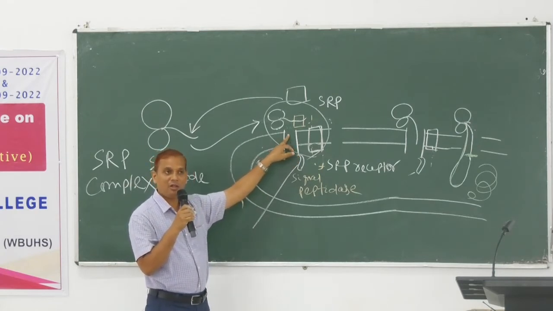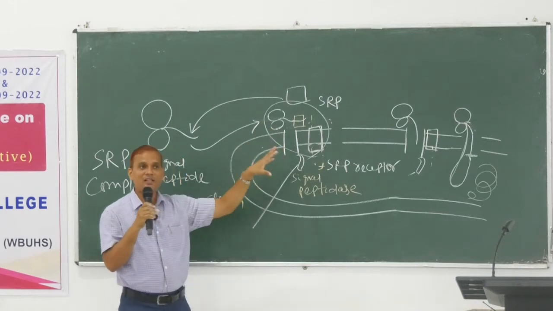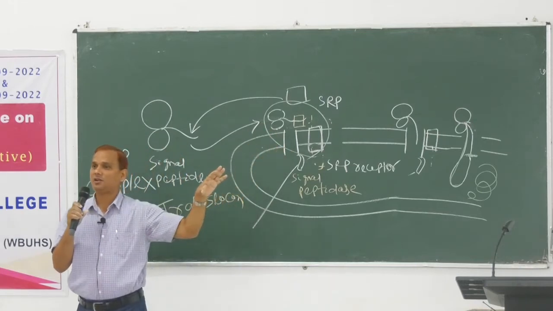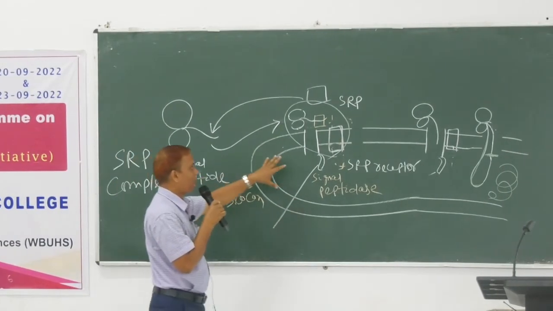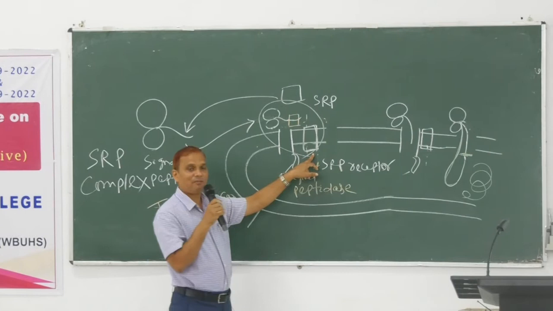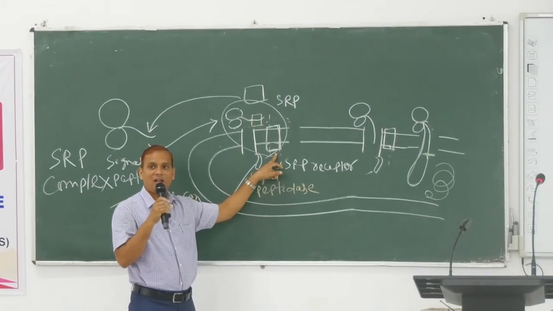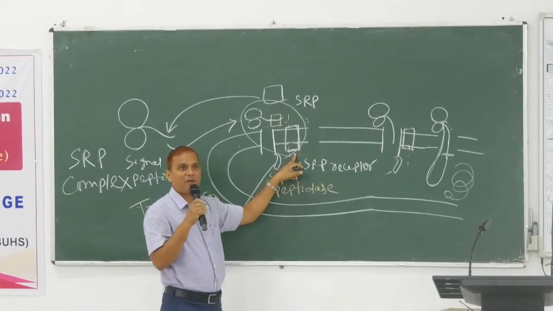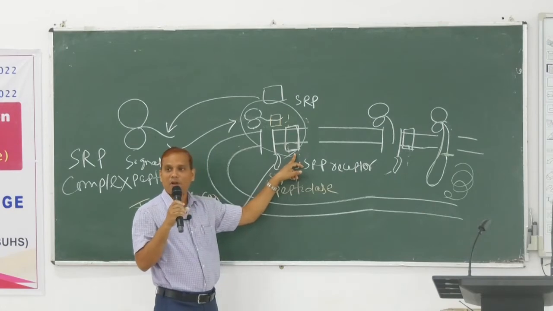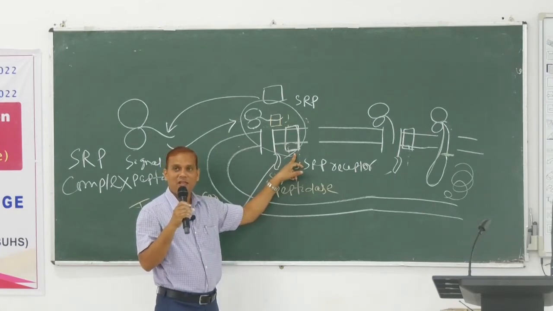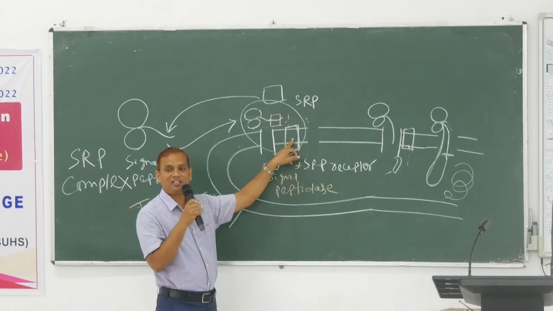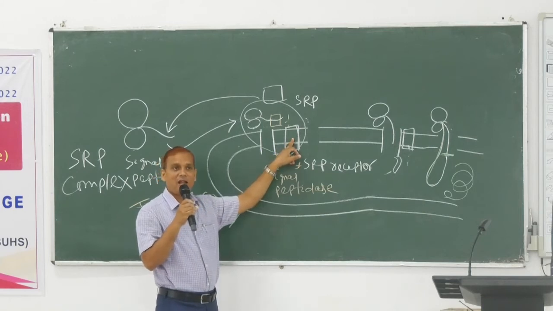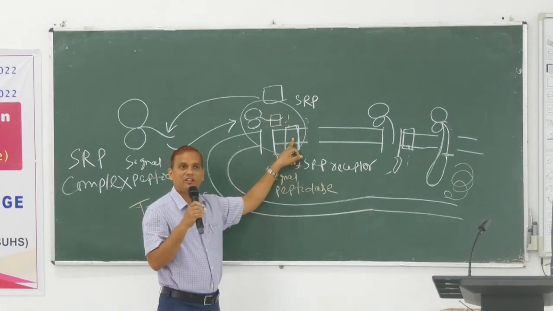Now it will dock here. Once it docks, that is called a translocon. After docking here, one receptor is there, an integral membrane protein receptor that is present in the endoplasmic reticulum. That receptor is called the SRP receptor, that is the signal recognition particle receptor.